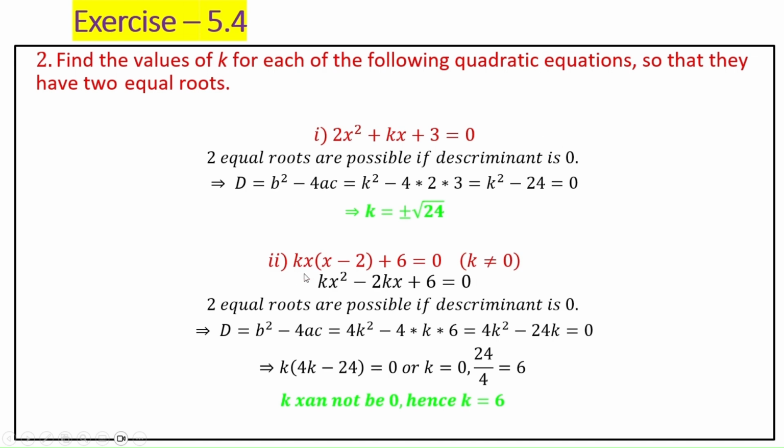Next, kx into x minus 2 plus 6 equal to 0. So you can write it as kx square minus 2kx plus 6 equal to 0. And of course, two equal roots are possible if b square minus 4ac is 0. So that is nothing but 4k square minus 24k, which is equal to 0. So either k equal to 0 or k equal to 6. And it is given that k is not equal to 0. So you ignore the k equal to 0 value. So the possible value is k equal to 6.